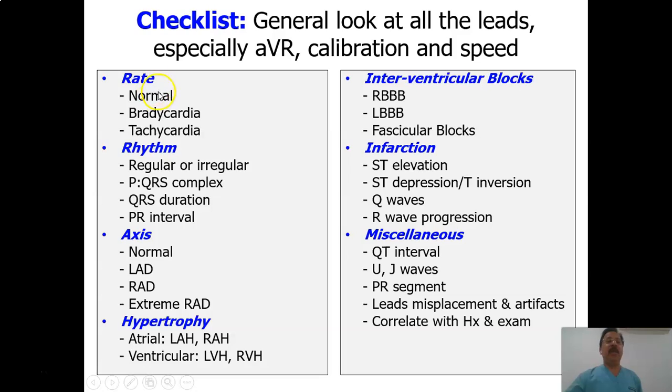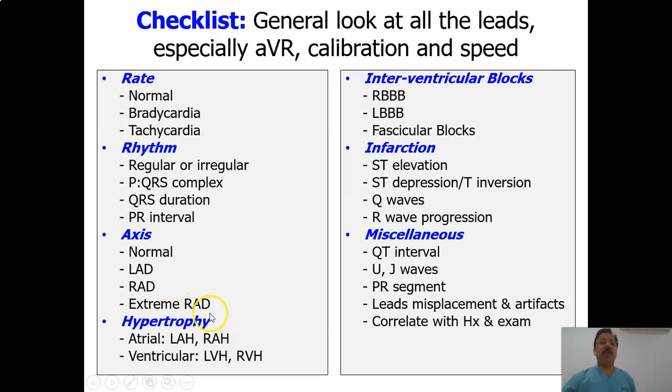The rate can be normal, bradycardia, or tachycardia. Then the rhythm: look whether the rhythm is regular or irregular, then the P wave relationship with the QRS complexes, which will be 1:1, the QRS duration and PR interval. Then the third step is the axis determination. Axis may be normal, left axis deviation, right axis deviation, or there may be extreme right axis deviation.